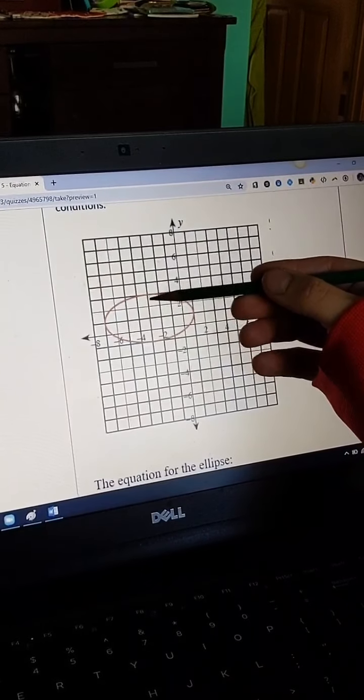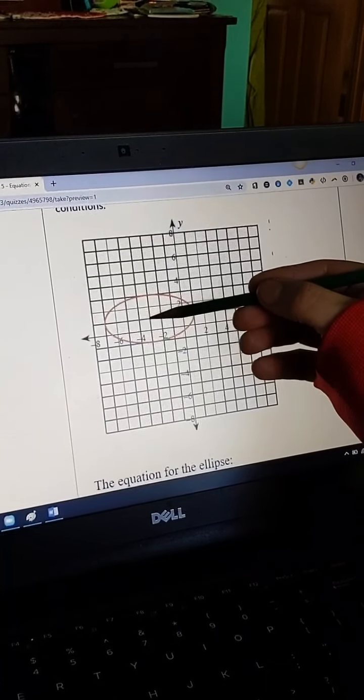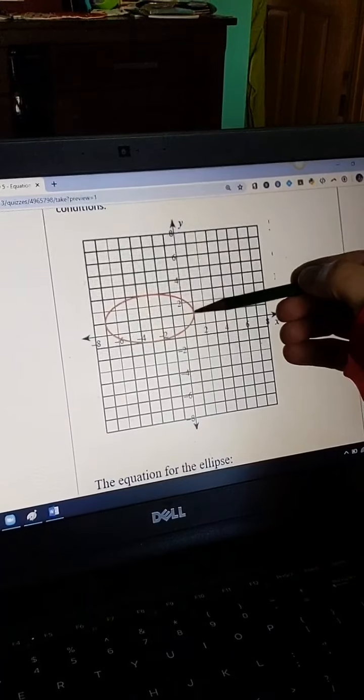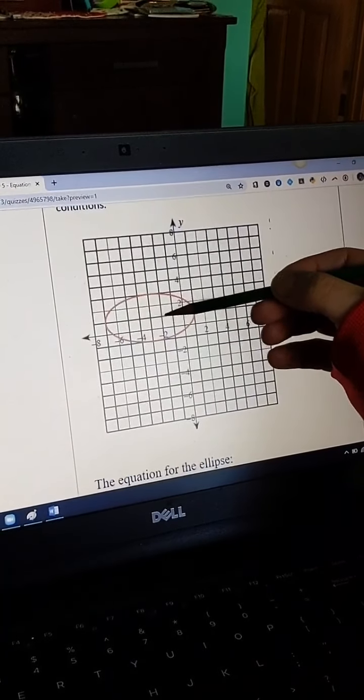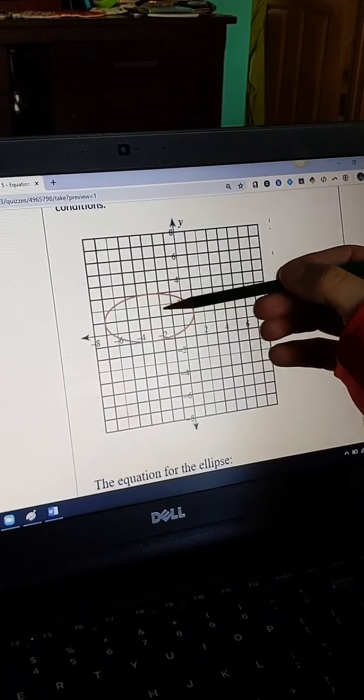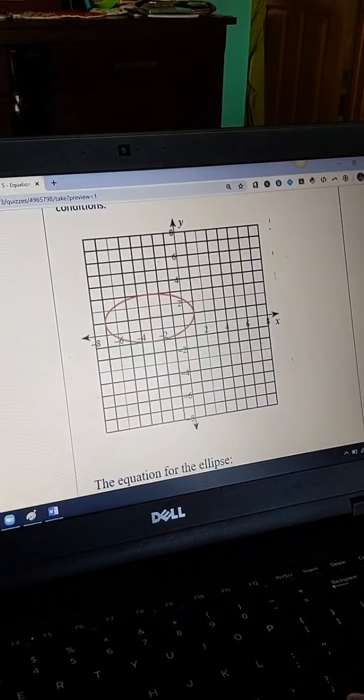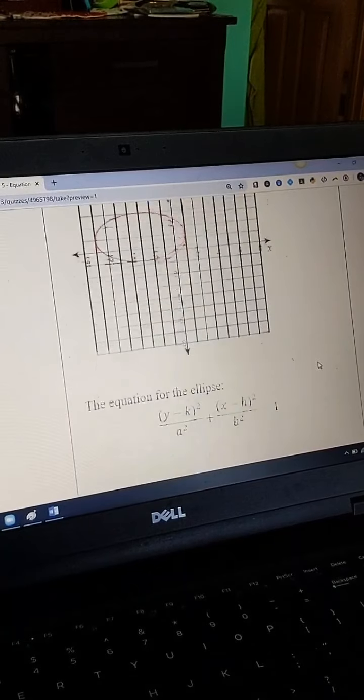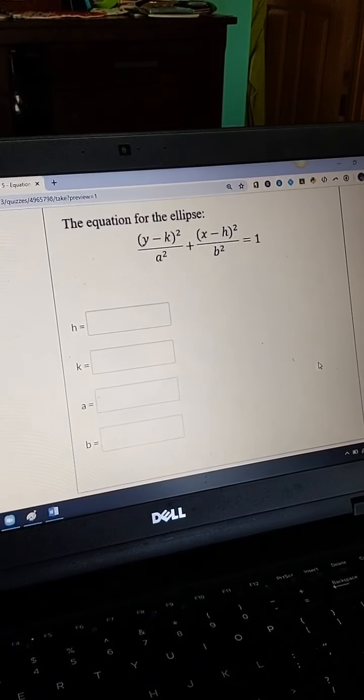So the distance from there is 2 spots. So A would be 2, and then go back to the center. How far is it to the horizontal edge? We'll count that over: 1, 2, 3, 4. So B would be 4. So A would be 2, B would be 4. H and K was at -3, 1. There we go.